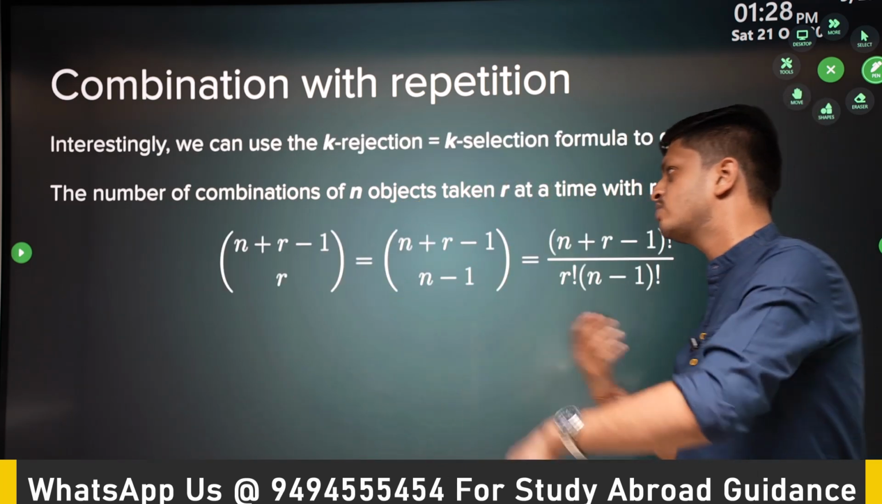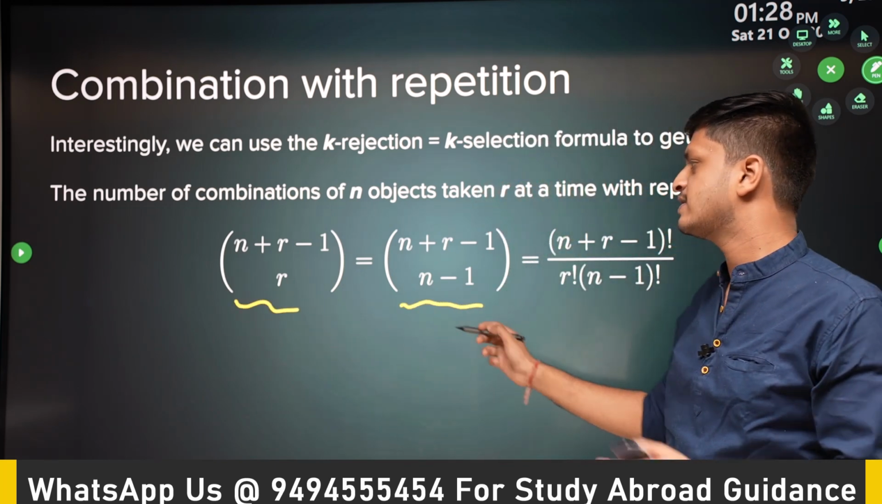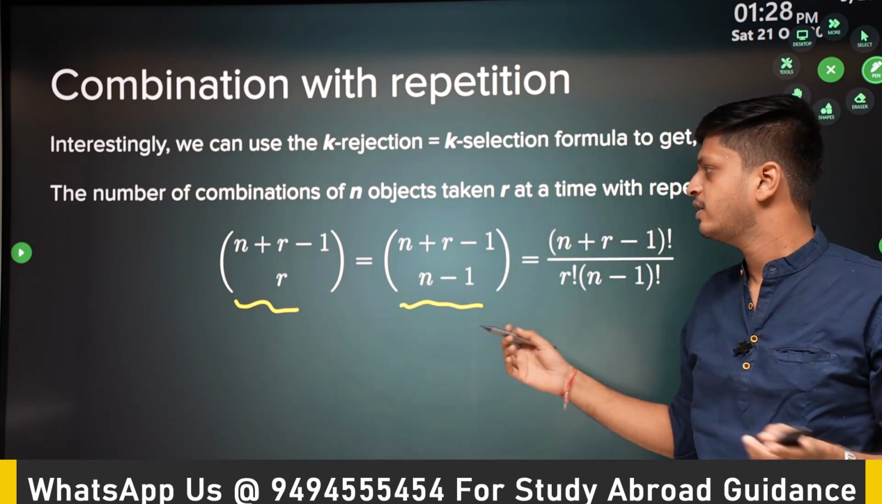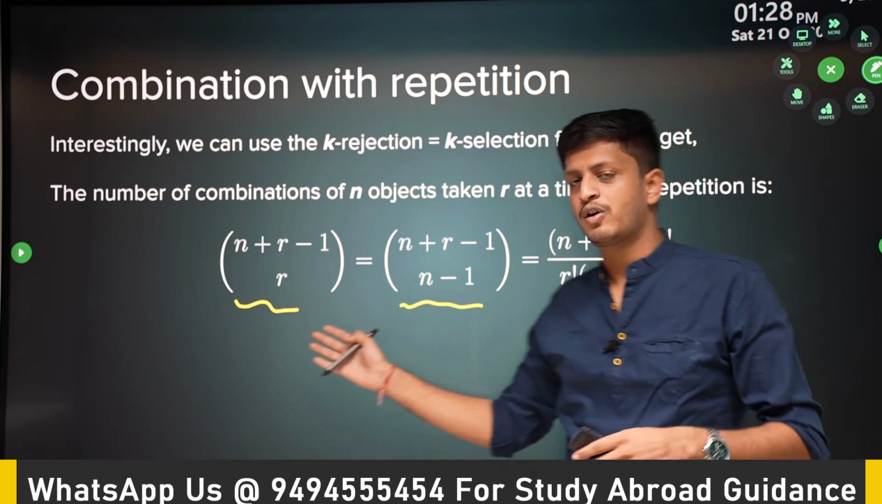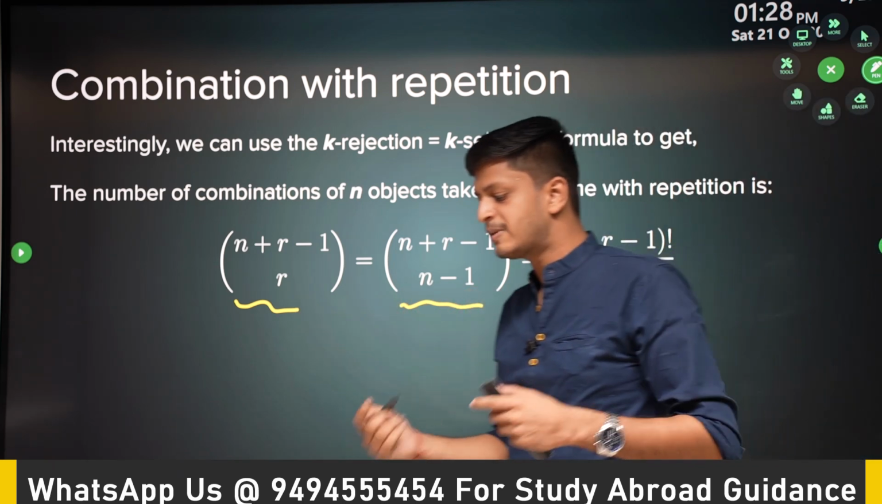And interestingly, you can use k rejection equal to k selection. So this formula is the same as this formula. You will see sometimes n plus r minus 1 choose r, sometimes you will see n plus r minus 1 choose n minus 1. Any of these two formulas, and they are both equal to this. With examples it will be more clear.